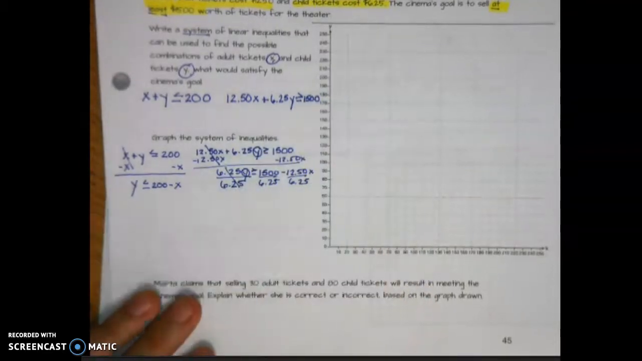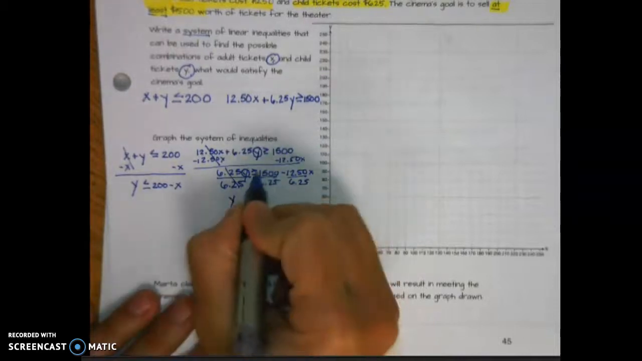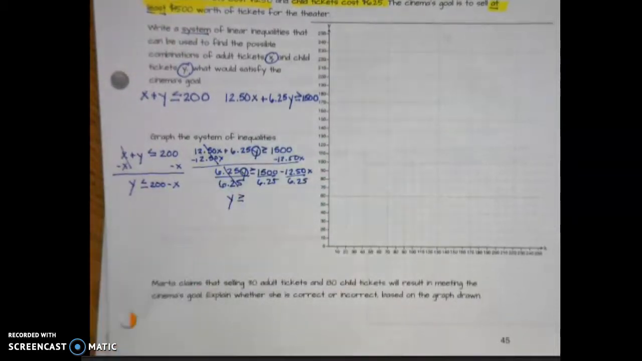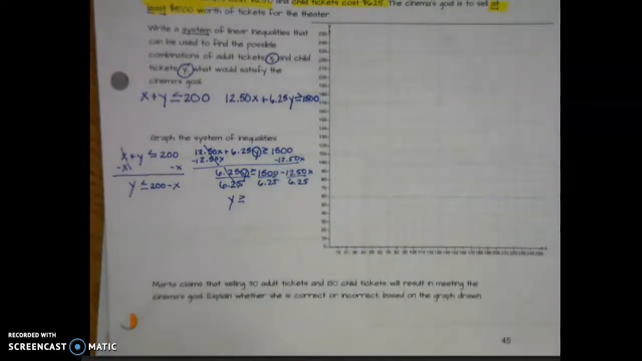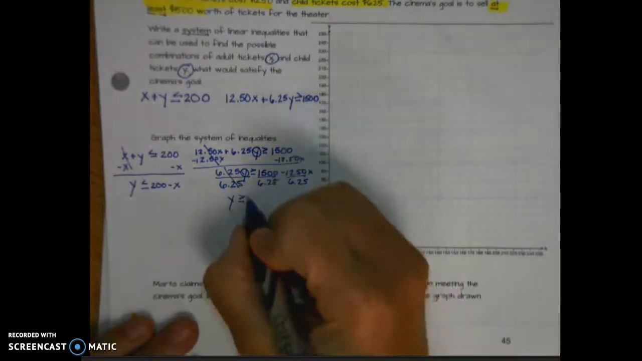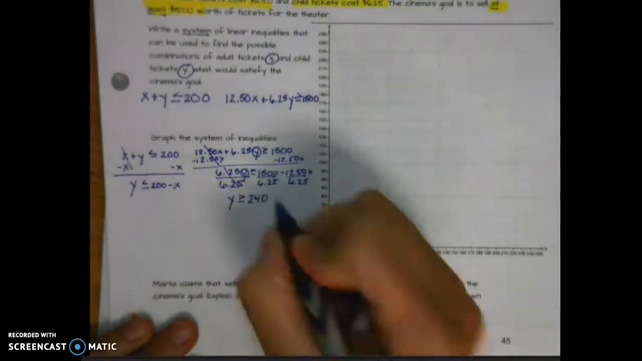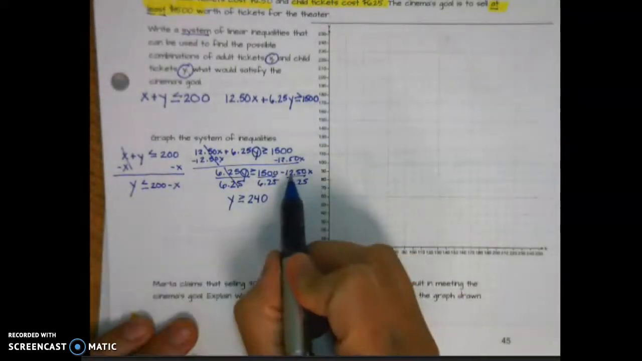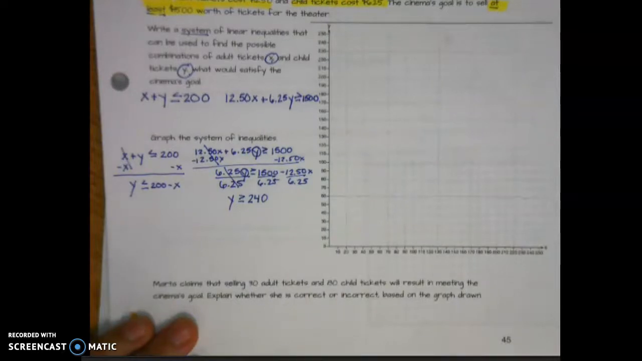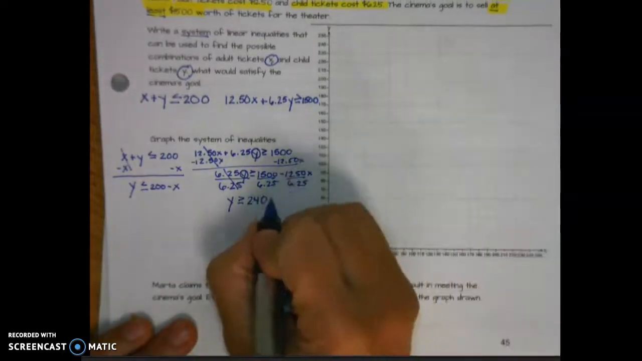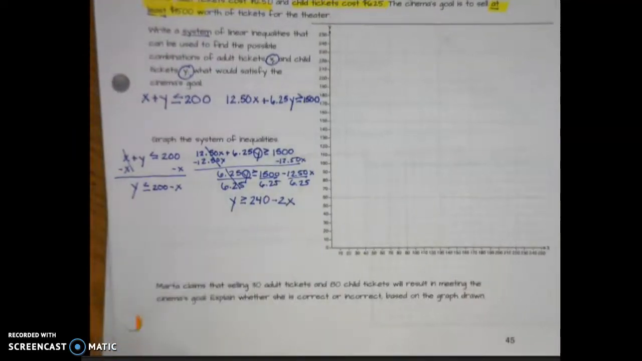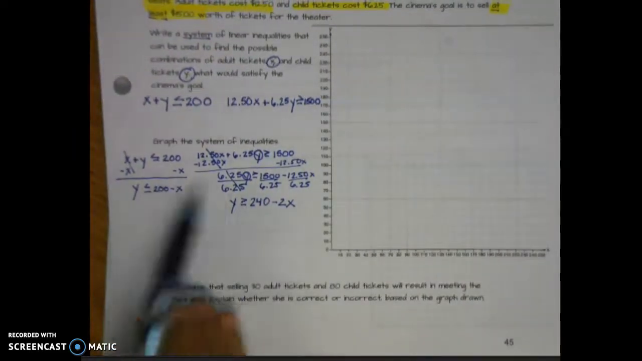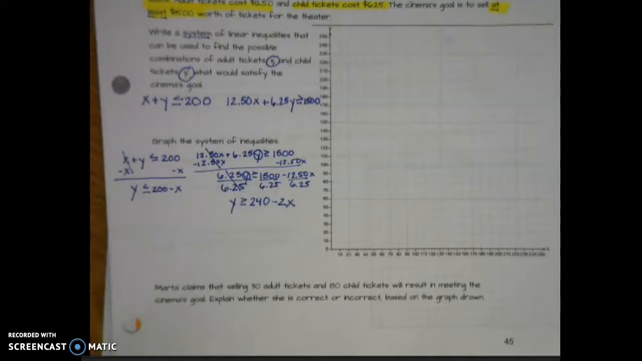Okay, the 6.25's cancel. Bring down your Y, bring down your greater than or equal to sign. And then on a calculator, you'll do 1,500 divided by 6.25, and you should get 240. And then if you do 12.50 divided by 6.25, you should get 2. So we'll write minus 2x. Okay, now the Y is by itself, so we're ready to graph. So both of our inequalities are set equal to Y.